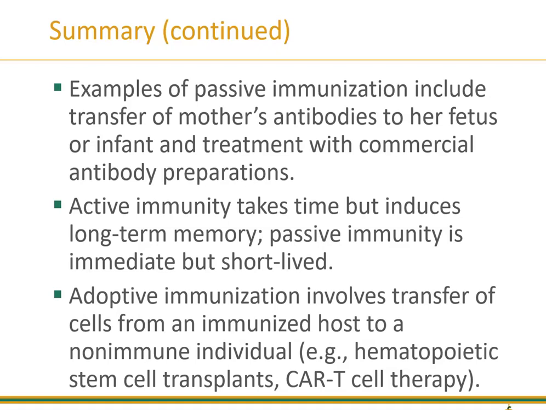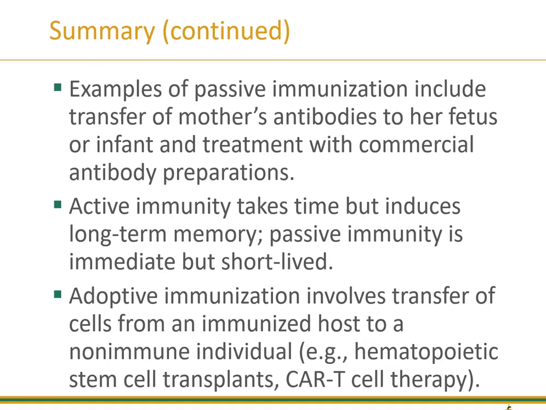Active immunity takes time, but like we said, it does give long-term memory because we have memory B cells that remember how to produce this. That's that secondary immune response that can happen extremely quick. Passive immunity is immediate because antibodies are already made, but it is short-lived. Remember, IgG has a half-life of like 23 days.